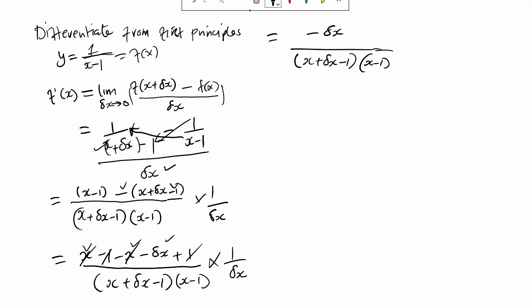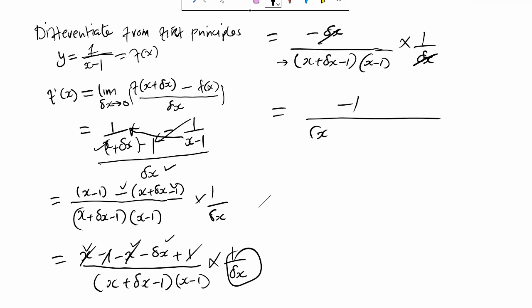At this point you don't expand this value, just leave it the way it is. Now multiply this by 1 over change in x, and you will find that this cancels out, so that in the numerator you have negative 1, everything over x plus change in x minus 1, times x minus 1. Now at this juncture, remember I said I shall introduce the limit as change in x approaches 0. So this is now the right time to put in your limit.